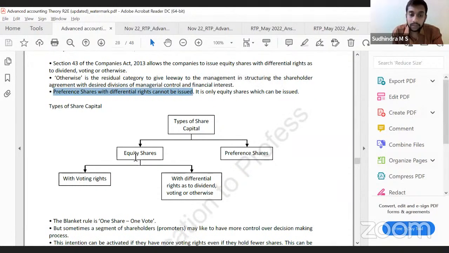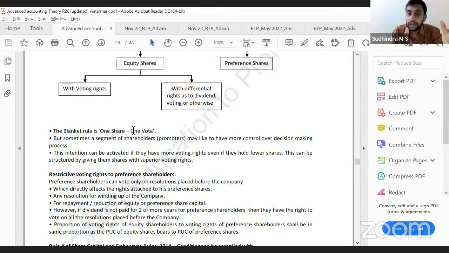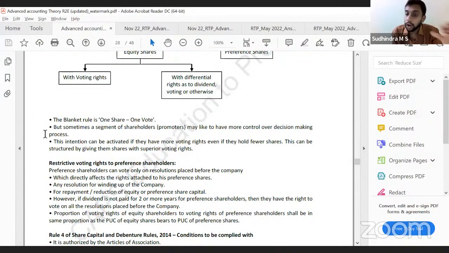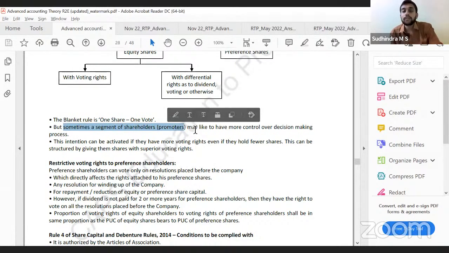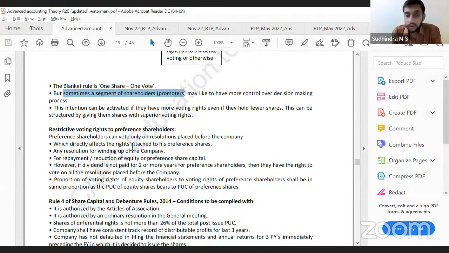Types of share capital: equity shares with voting rights, equity shares with differential rights as to dividend, voting, or otherwise, and preference shares. The blanket rule is one share, one vote. That is why the exception is the differential voting rights scenario, where one share can have more than one vote or less than one vote also. Sometimes a segment of shareholders may want more control over the decision-making process. This intention can be achieved if they have more voting rights, even if they hold fewer shares. This can be structured by giving them shares with superior voting rights.